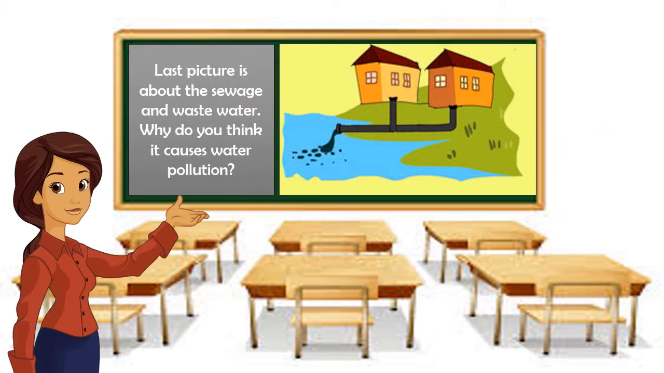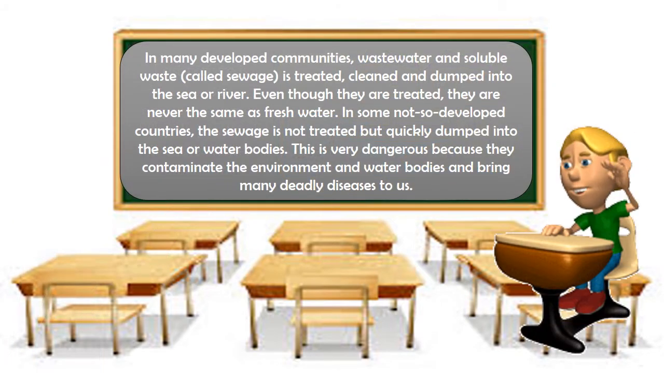Wow, nice answer. Last picture is about the sewage and wastewater. Why do you think it causes water pollution? In many developed communities, wastewater and soluble waste, called sewage, is treated, cleaned and dumped into the sea or river. Even though they are treated, they are never the same as fresh water. In some not-so-developed countries, the sewage is not treated but quickly dumped into the sea or water bodies. This is very dangerous because they contaminate the environment and water bodies and bring many deadly diseases to us.